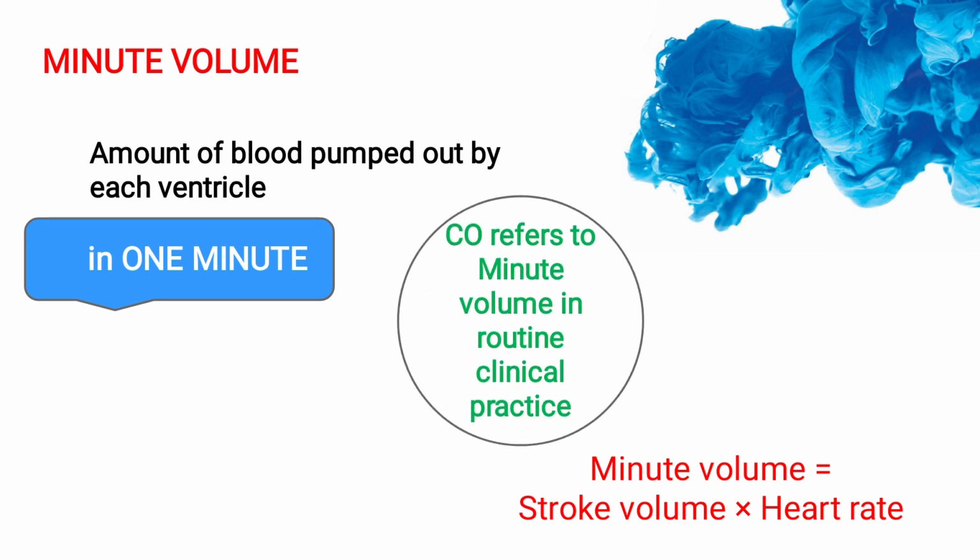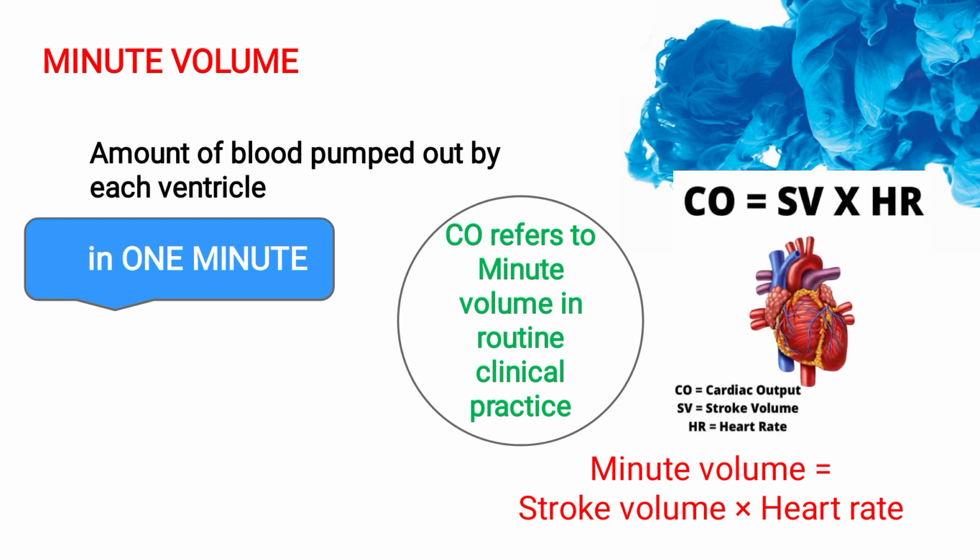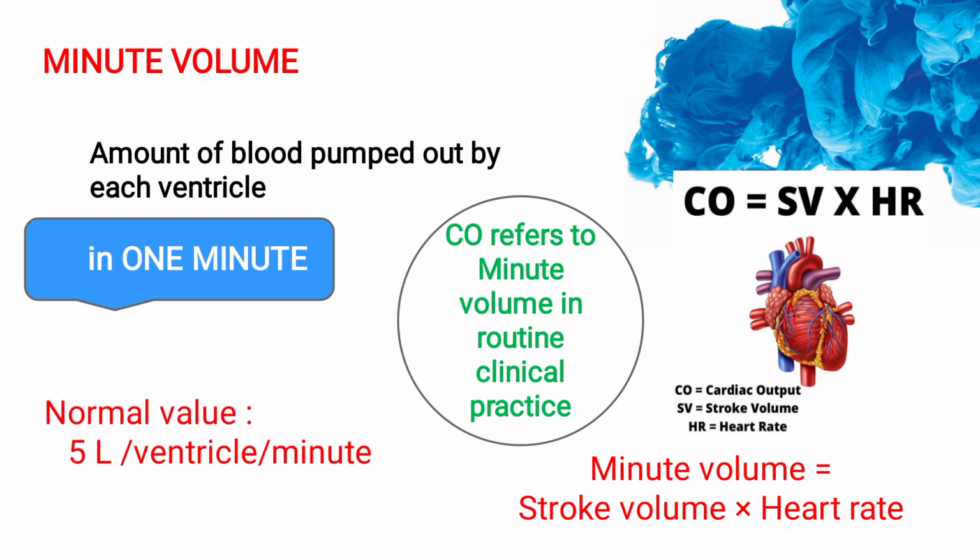But we should know that in routine clinical practice, cardiac output refers to the minute volume. So, cardiac output is equal to stroke volume into heart rate. The normal value is about 5 liters per ventricle per minute. That is, it stands for both cardiac output as well as minute volume.